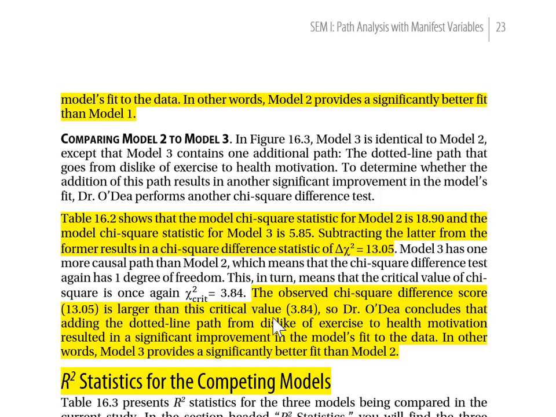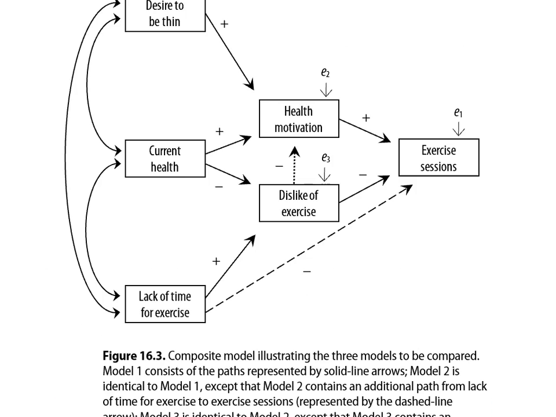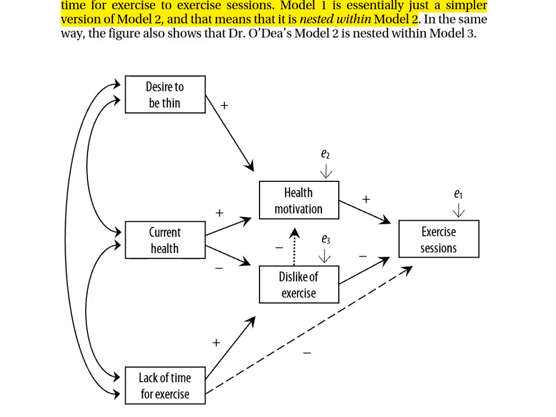This observed chi-square difference score, 13.05, is larger than the critical value, 3.84, so Dr. O'Day concludes that adding the dotted line path from dislike of exercise to health motivation resulted in a significant improvement in the model's fit to the data. In other words, Model 3 provides a significantly better fit than Model 2. Put it in visual terms. Yes, the most complex model, the model that has the solid arrows, the dashed arrow, and the dotted line arrow, that model provides a significantly better fit than any of the other simpler models.